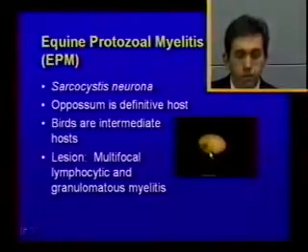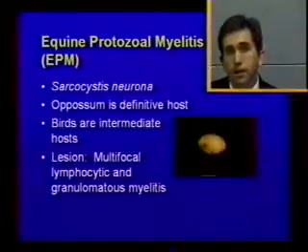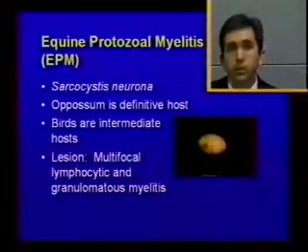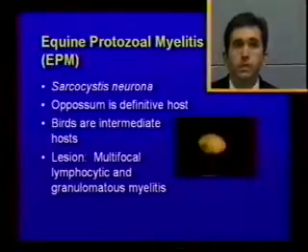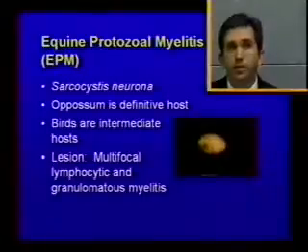If we were to look at this histologically, what we would see is a multifocal, lymphocytic and granulomatous myelitis. So the inflammatory cells that we would see would be lymphocytes and macrophages surrounding this site of parasitism.